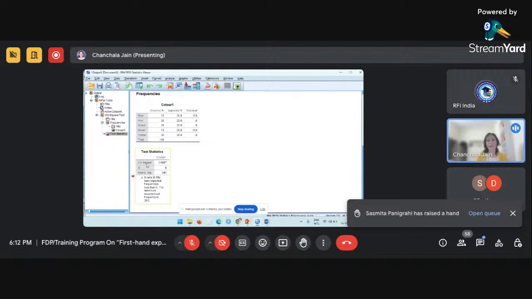Now we can come to the chi-square value, which is 2.5 for 4 degrees of freedom, and its significance value is 0.645, which is greater than 0.05. That means we cannot reject the null hypothesis. We need to hold our null hypothesis, and that way you can say there is no significant difference between the observed and the expected count of the candy colors, right? I hope it is clear.